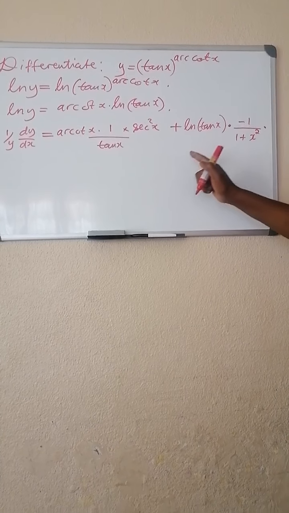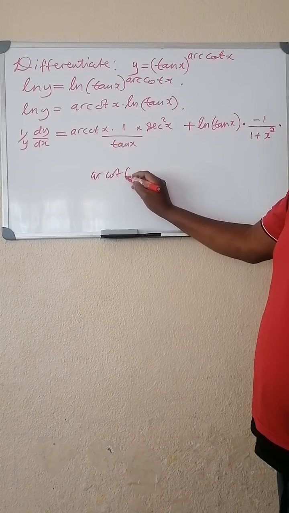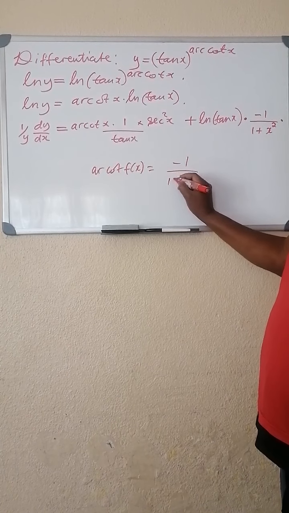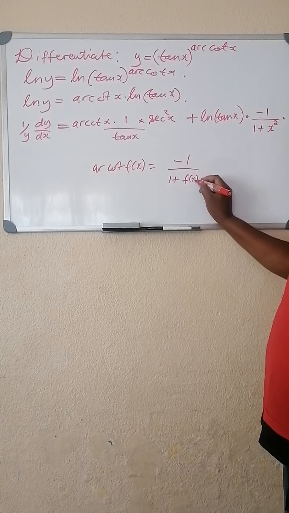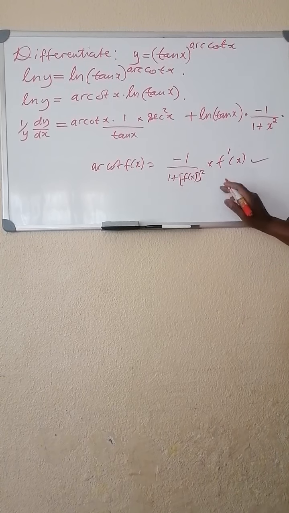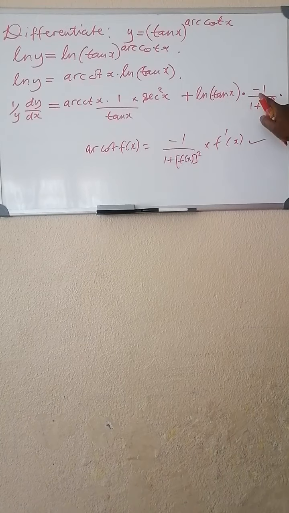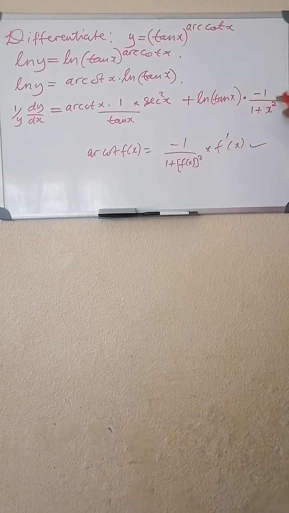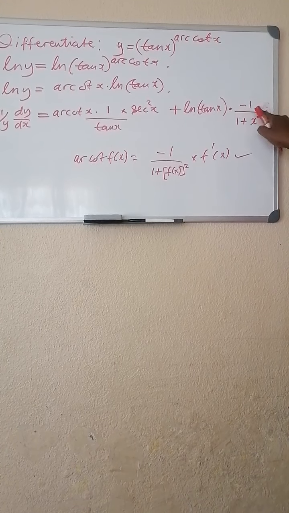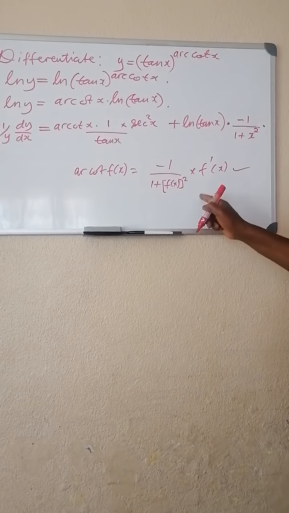I can quickly show two things here. If we differentiate the arc cot function, the derivative will be minus 1 over 1 plus the square of the function, times the derivative of the function, which is what we have done here. But because our function is x, the derivative of x is 1, so this is times 1, and times 1 will leave the problem as it was.